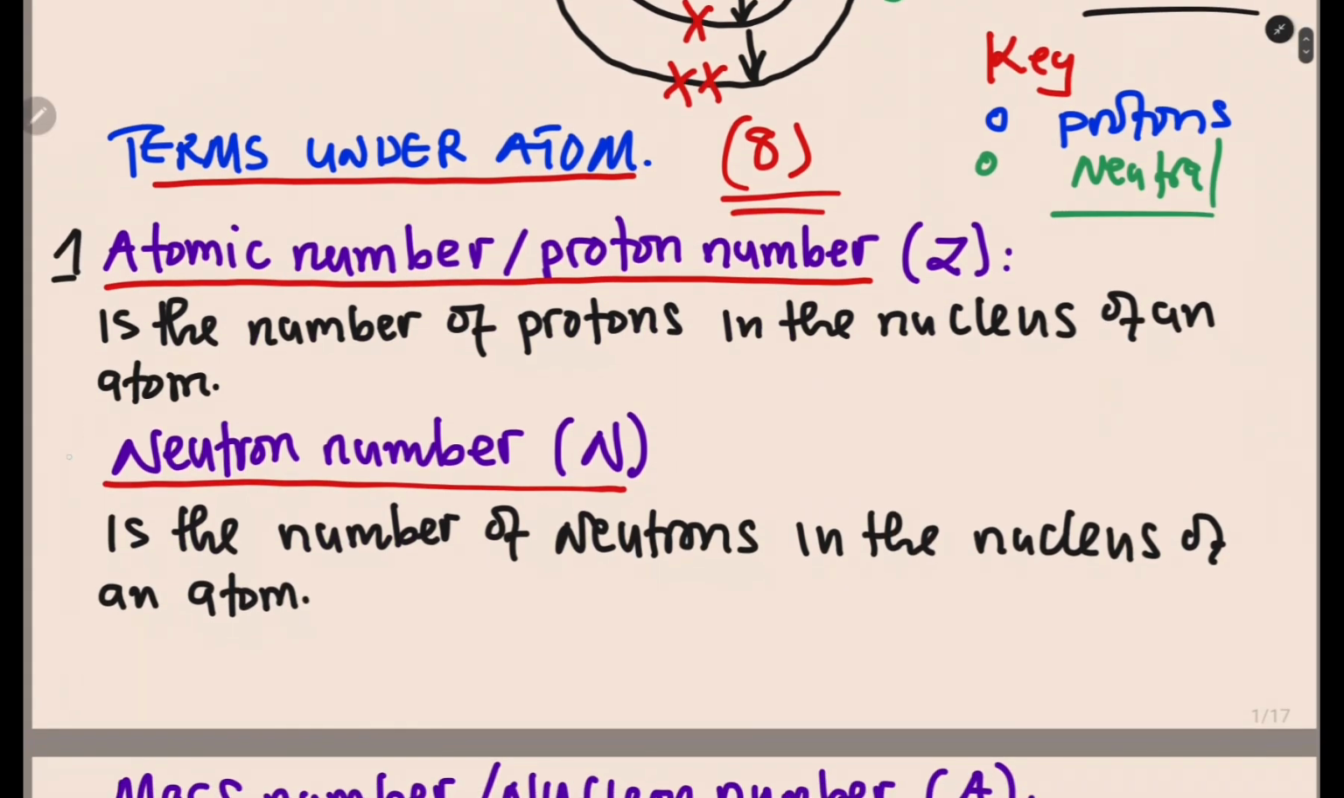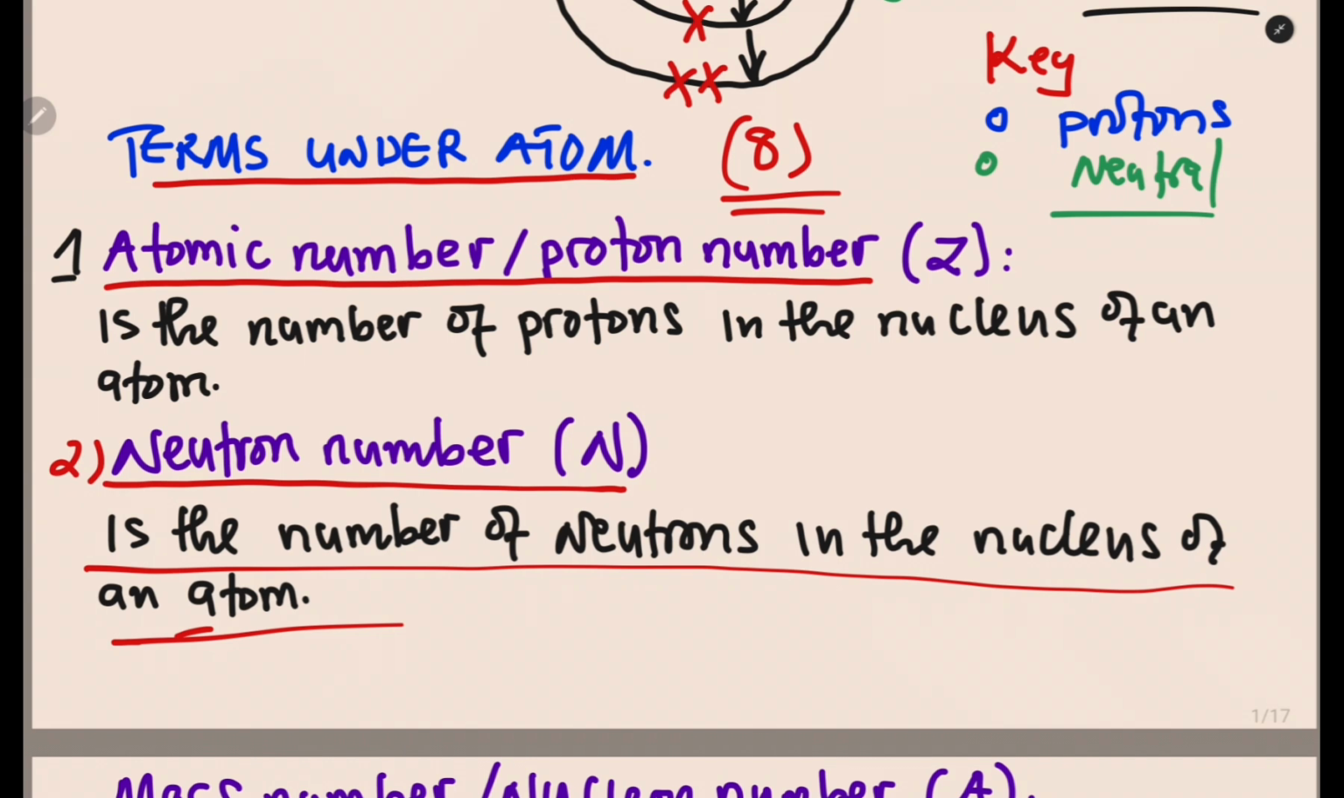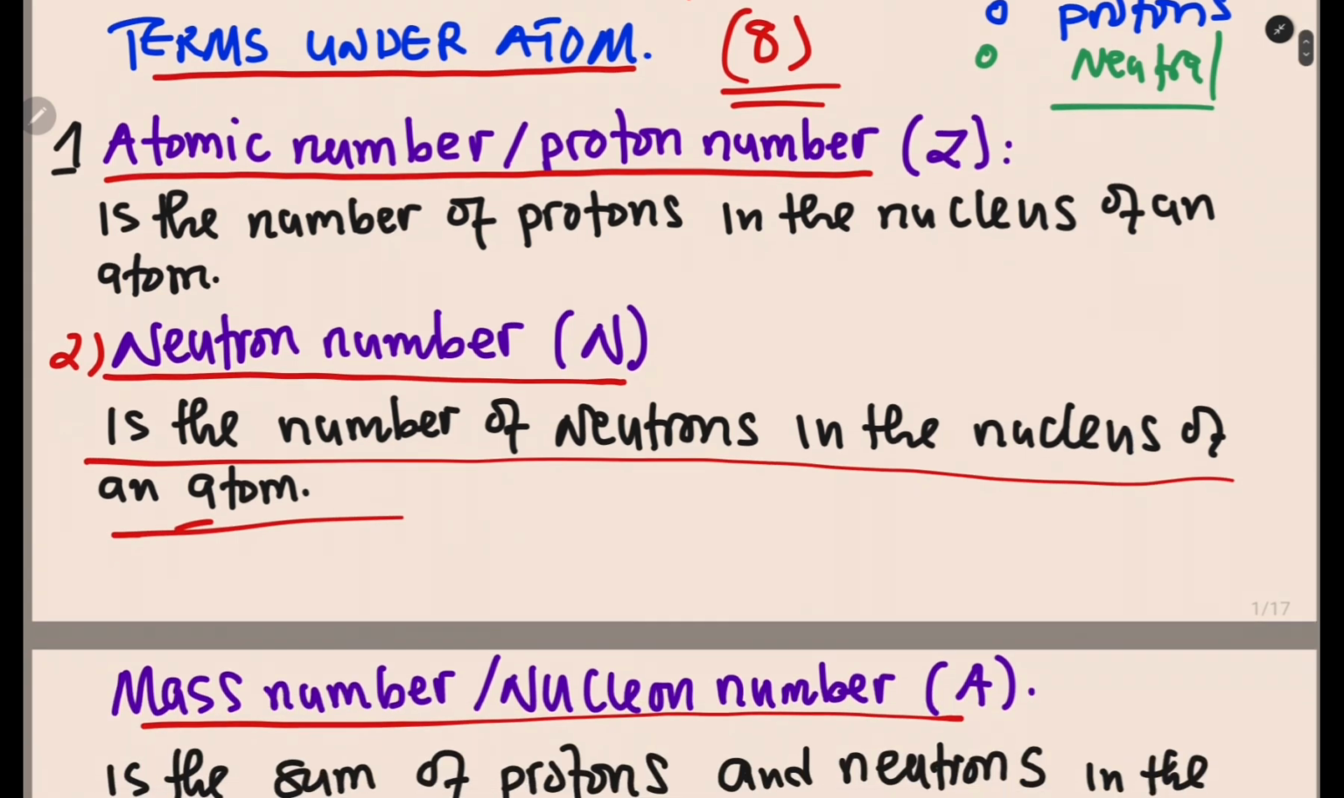All right, another term that we can look at is neutron number. Neutron number is denoted as N, and it's just the number of neutrons in the nucleus of an atom. That is what we call neutron number. I guess if you are given a question here, you wouldn't miss it if you're asked to define what neutron number is. But most importantly, you need to know the letters that are used to denote these. Very important.